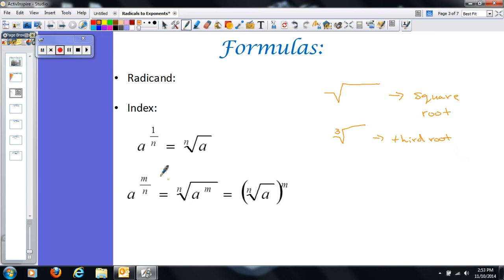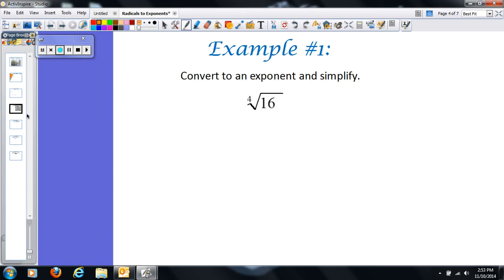Okay, and then we have a to the m over n equals the nth root of a to the m power, or that also equals the nth root of a all raised to the m power. No matter how we look at it, it's going to end up being the same fraction either way. Okay, so we're going to use this information, and we're just going to be converting and doing a little bit of small number math as far as finding roots.